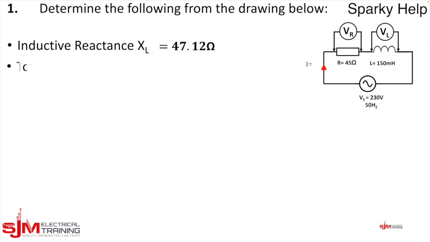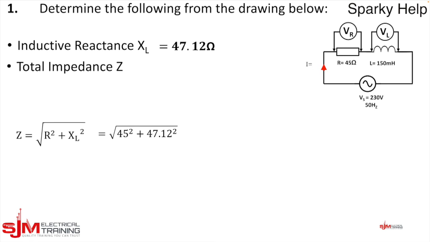What's next? The total impedance. Impedance is measured in ohms again, and is the total opposition to current flow. For that we have this formula. We can't literally just add them because they are out of phase. So therefore we do 45 squared, which is the resistance, plus 47.12 squared, and then square root your answer. This is just Pythagoras. Check out my video on Pythagoras and trigonometry. And that comes to 65.16 ohms. That's the entire circuit opposing the current by that amount of ohms. And that's Z complete.